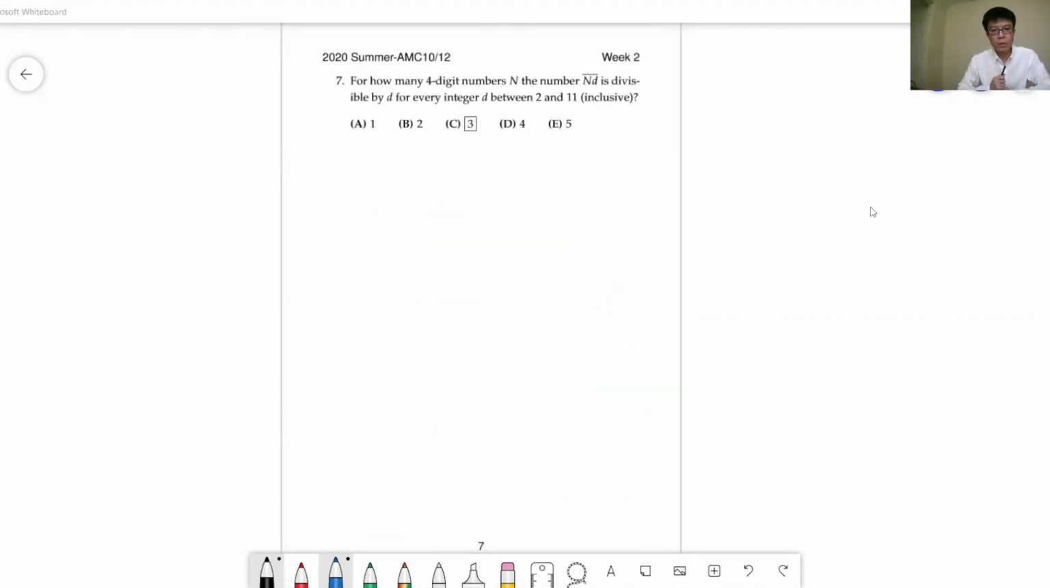All right, let's come to problem 7. For how many 4-digit numbers capital N is it such that this new number is divisible by d for every d between 2 and 11? So let me write down these relations first. So we have 2 is a divisor of n2, and 3 is a divisor of n3, and 4 is a divisor of n4, and 5 is a divisor of n5.